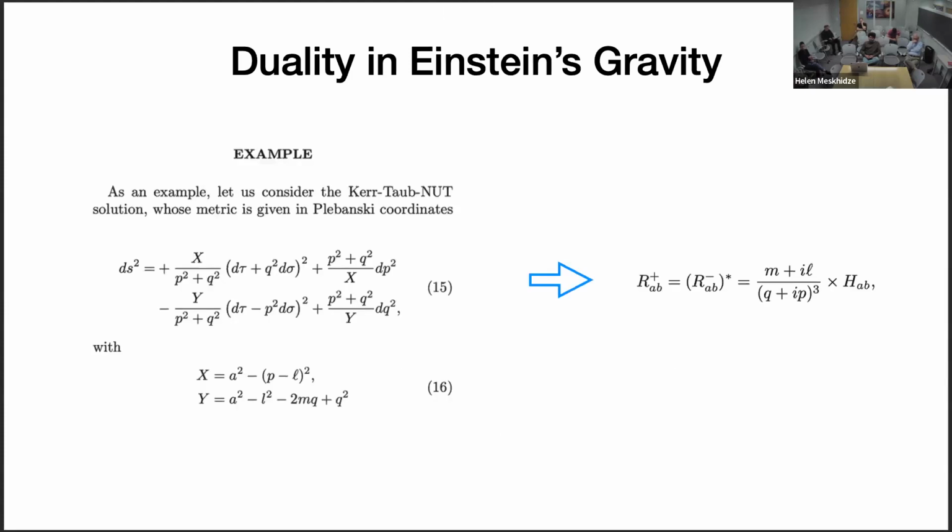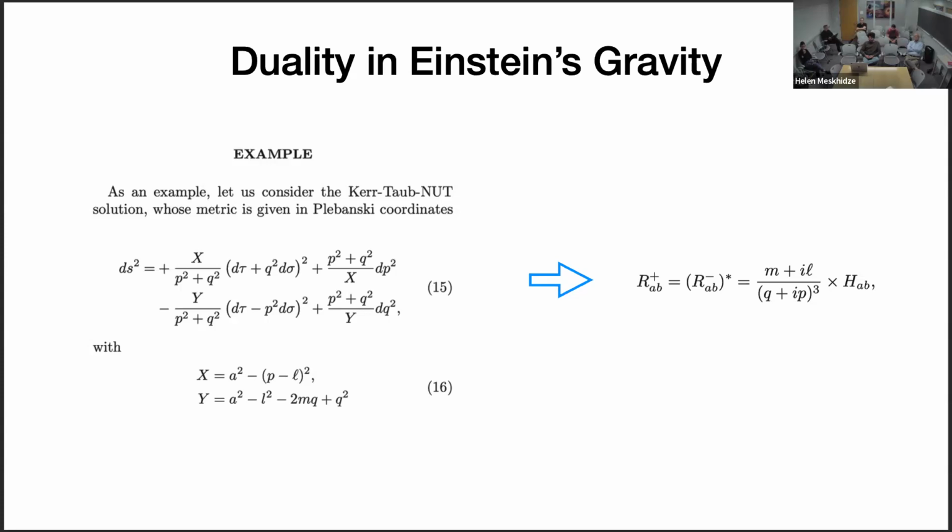So let's see an example. The example that I considered is the Kerr-Taub-NUT spacetime. Everyone knows what Kerr is. Taub-NUT is Kerr supplemented by a NUT charge, which is the analog of magnetic charge in gravity. So this solution corresponds to a dyon, but not just a dyon, but a rotating dyon. This is Kerr, that's the rotation factor. So that's the gravitational analog of a rotating dyon.